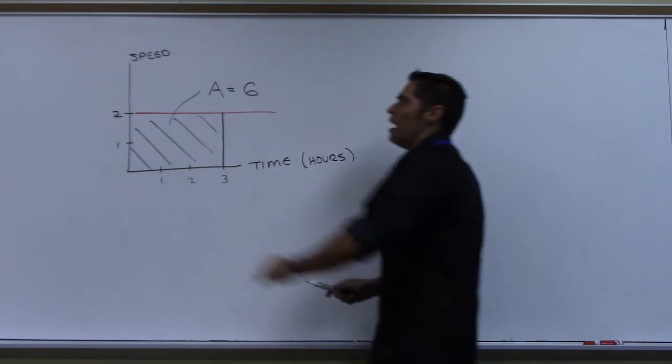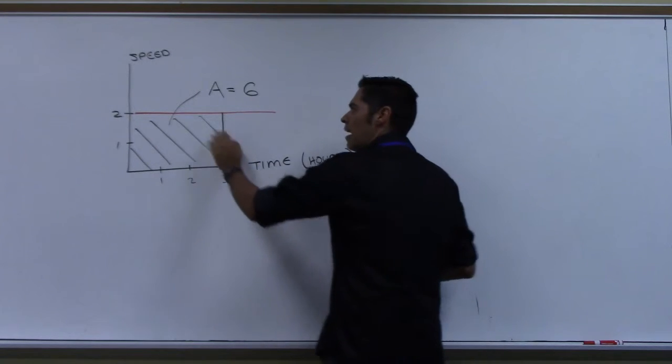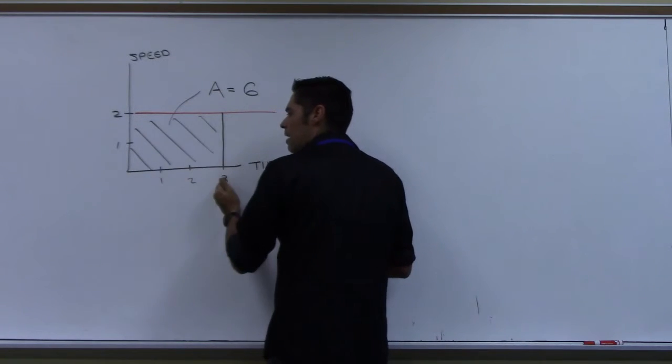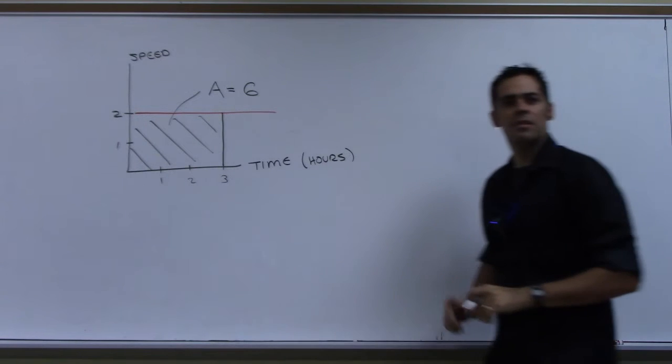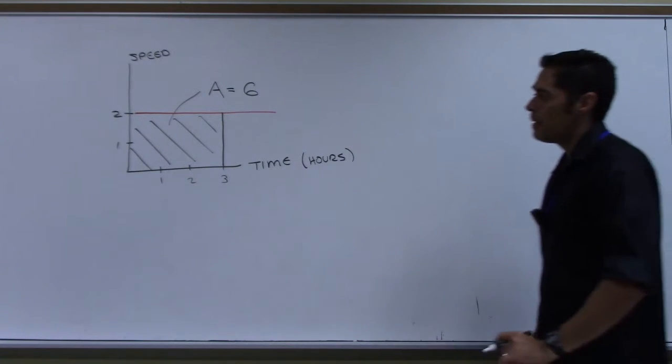Do you think that if you have speed here and you have time here, the area underneath the curve on that time interval will always represent the distance? What do you think? Or was it coincidence? Always. It's always going to be that way. All right? It's always going to be that way.